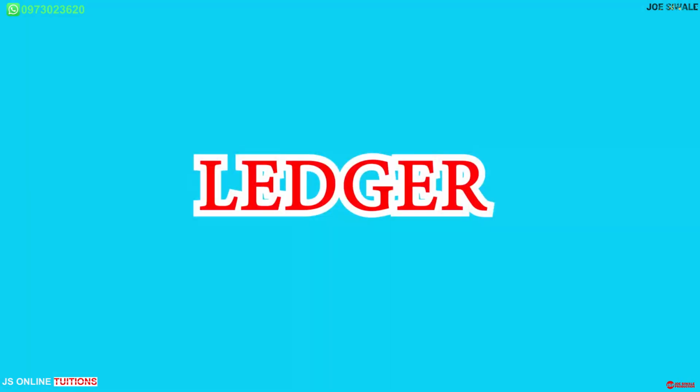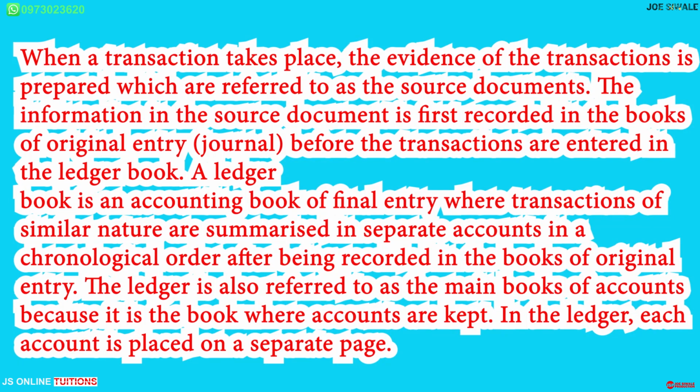Let us now look at the ledger. When a transaction takes place, the evidence of the transaction is prepared, which are referred to as the source documents. The information in the source document is first recorded in the books of original entry or journal before the transactions are recorded in the ledger book.